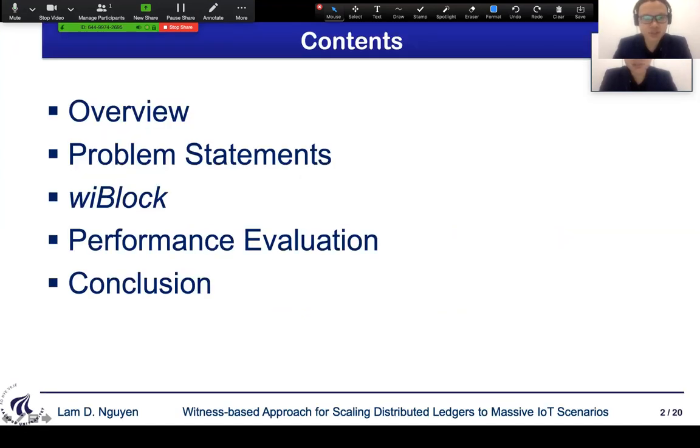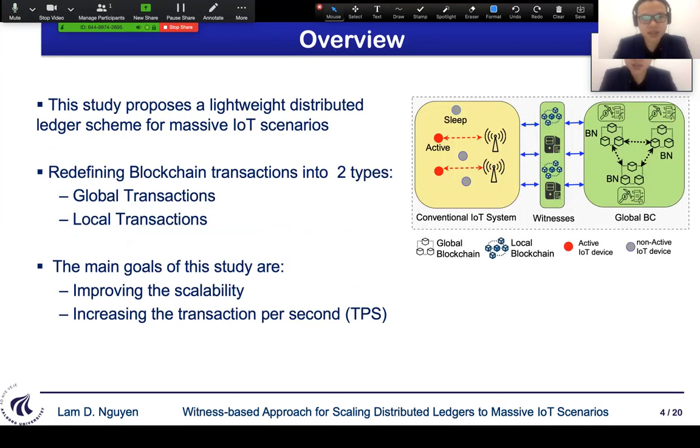This is the structure of our talk today. Now we want to go into the first part of this talk.